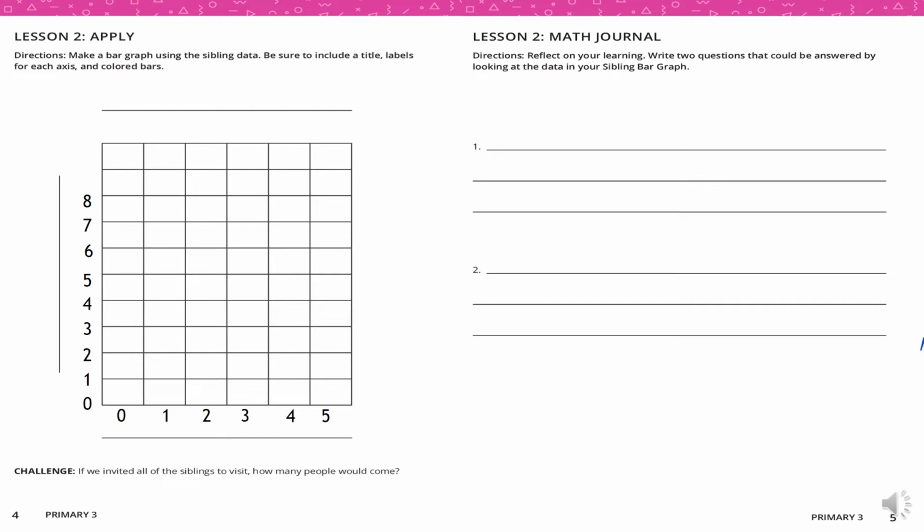Let's apply our sibling data to make our bar graph. First, we will write the title. Our title is about siblings of our students. And let's give a label for vertical axis, which is number of students. And in horizontal axis, we have number of siblings: 0 siblings, 1 sibling, 2 siblings, and so on. Let's apply our data.